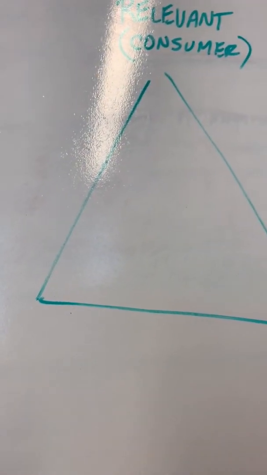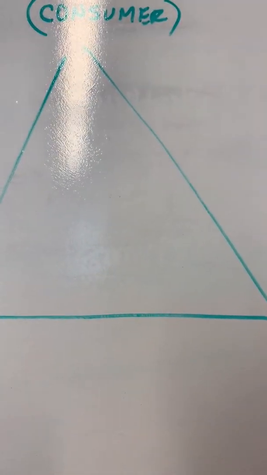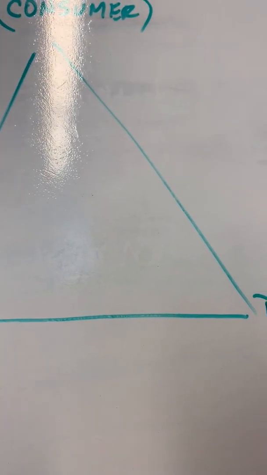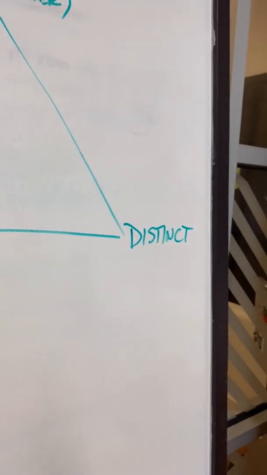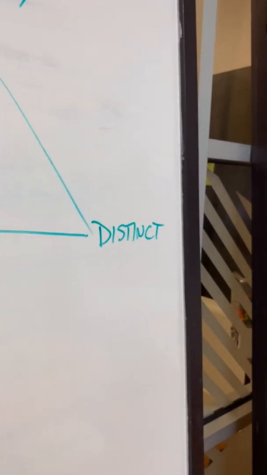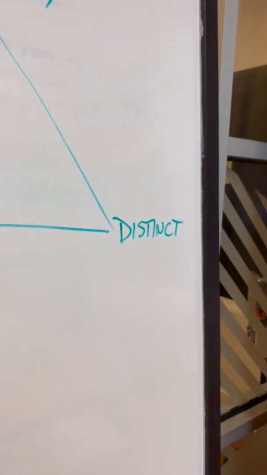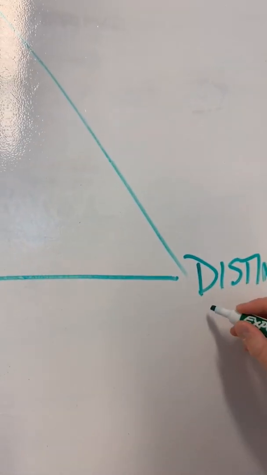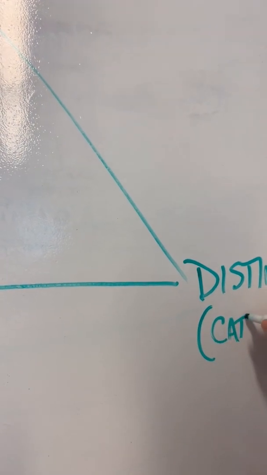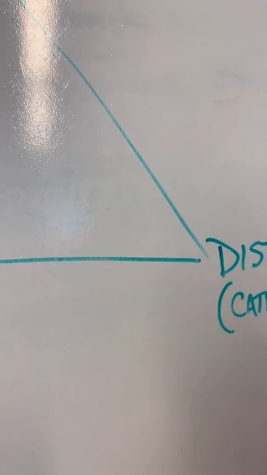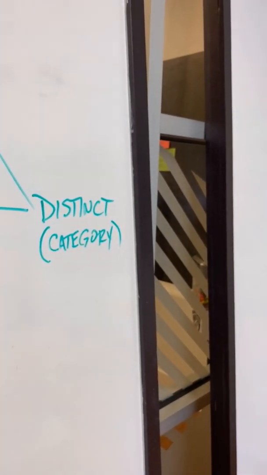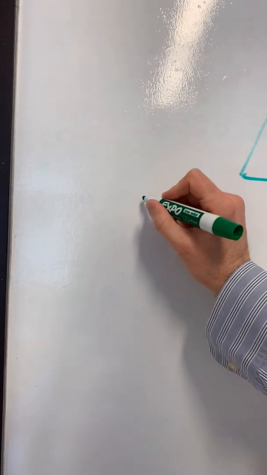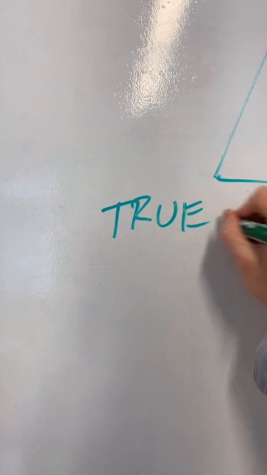The next thing we want to think about is, is it distinct? Especially when it comes to messaging, creative ideas, anything that you're putting out in the world, you want to make sure that it cuts through the clutter. So this is really thinking about an idea within the context of the broader category. Will this stand out in the marketplace? Will it get noticed? And then the final aspect we want to look at is, is it true?